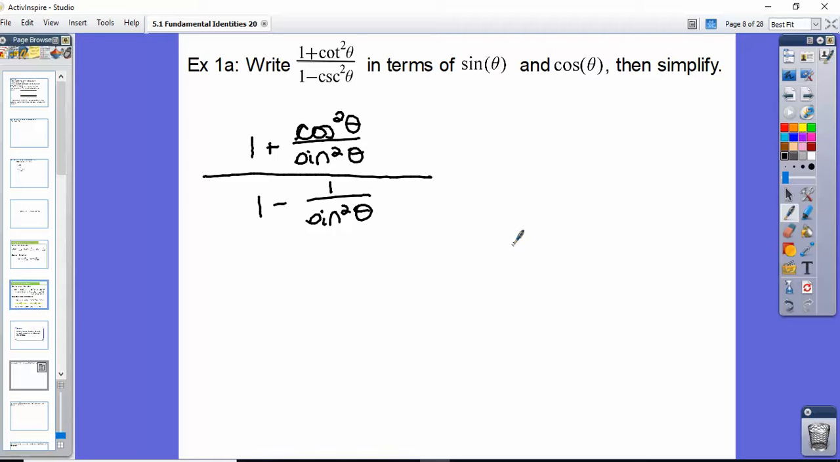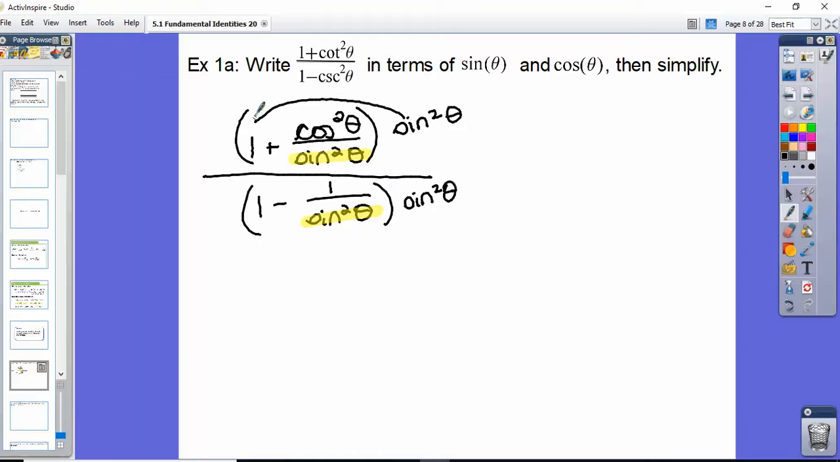We are using techniques from algebra. There are a couple options again from here. You could try getting a common denominator, but what I'm looking at here is I really hate having a fraction within a fraction. And if I want to get rid of that, all I have to do is multiply by my denominator. And as long as you do it on both the top and the bottom, that is legal. So I am going to multiply by sine squared theta on the top and the bottom of this fraction.